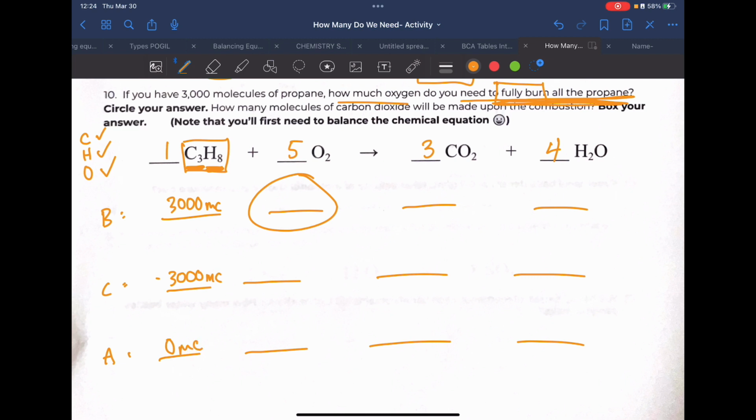No propane left. In order to do that, we got to ask ourselves, okay, how many times are we going to run this reaction? So you can do 3,000 divided by 1, because that is the coefficient on my balanced chemical equation for propane. So now I know that I'm doing the whole thing 3,000 times. I can distribute that 3,000 to my 5, my 3, and my 4 to figure out how much oxygen I'm going to use. I'm going to use up 15,000 molecules. I'm going to make 9,000 here, and I'm going to make 12,000 H2O.